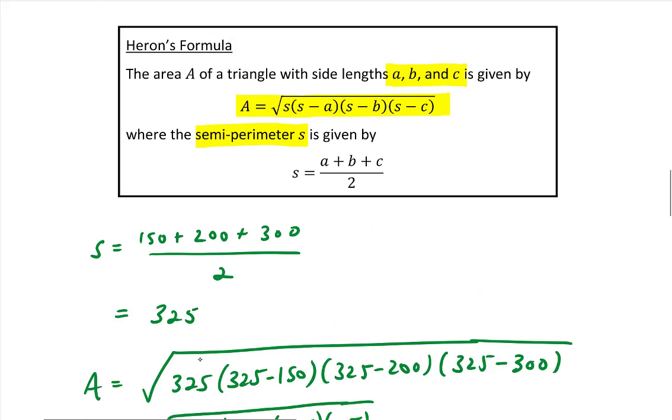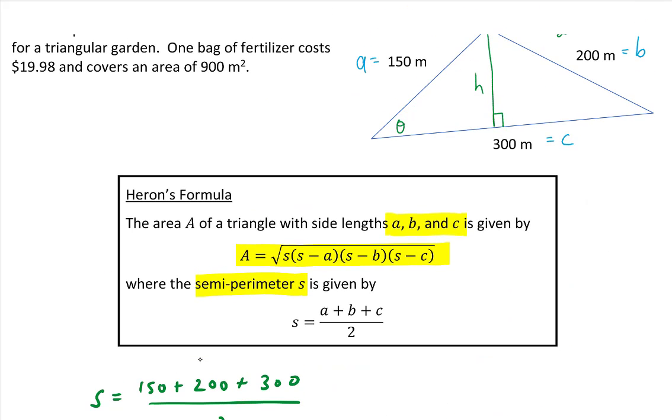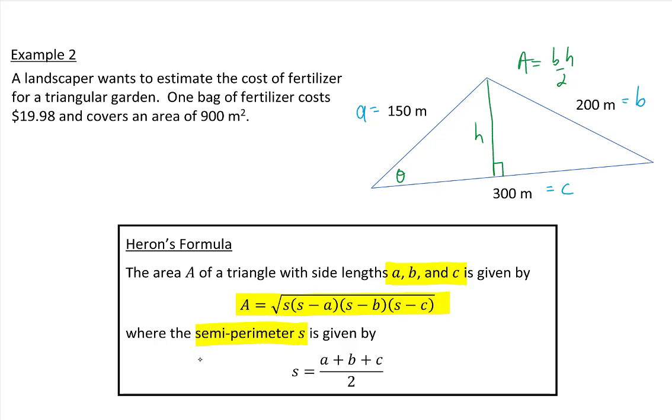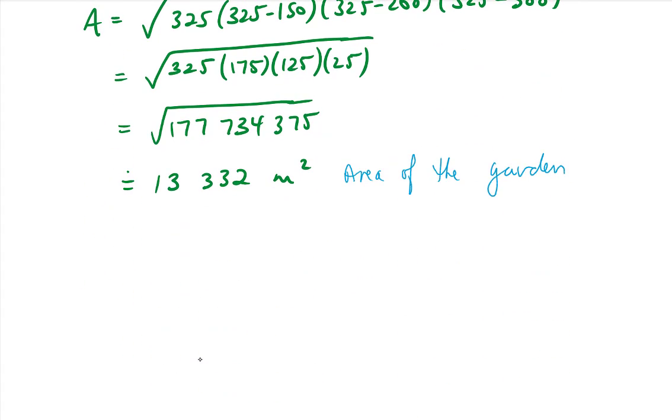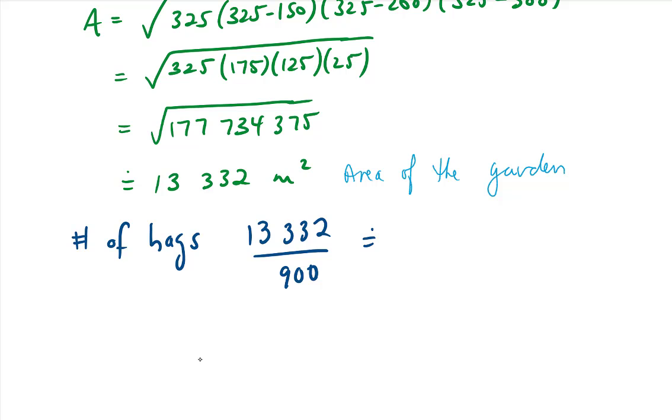But what we were asked for, if we go back to the question, is the cost of fertilizer. So we know one bag covers 900 meters squared. So let's start there to figure out how many bags of fertilizer we need. The number of bags is going to equal 13,332 divided by 900, which gives us approximately 15 bags. So we're going to round up to make sure we have enough.